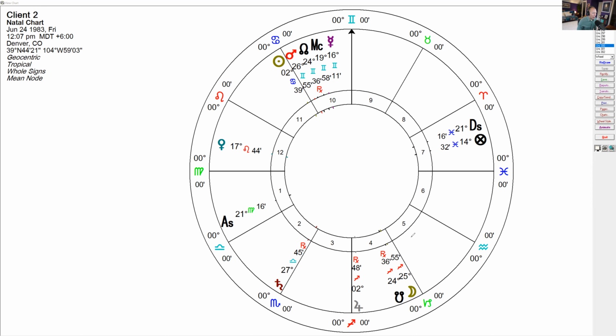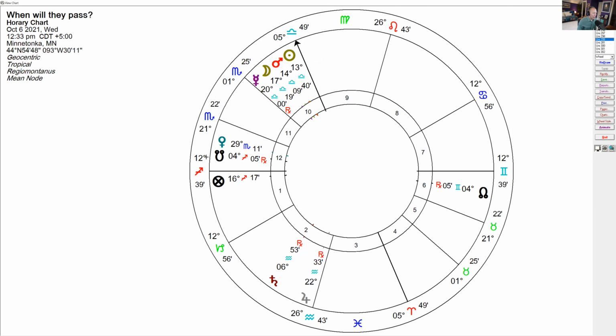Finally, we have something like horary. Now, in horary, what we're doing is asking a very particular question and trying to really refine the predictive element. So we're asking if they will pass and when. You'll see it says, when will they pass in the top left? But the assumption was, will they pass imminently? And if so, when? So here's how we do this one.